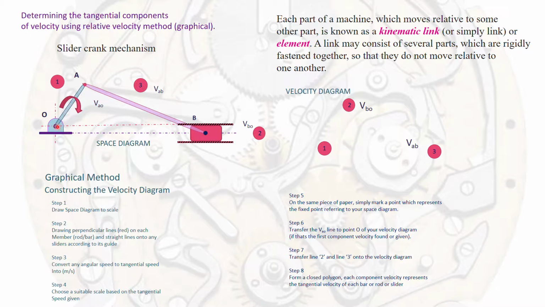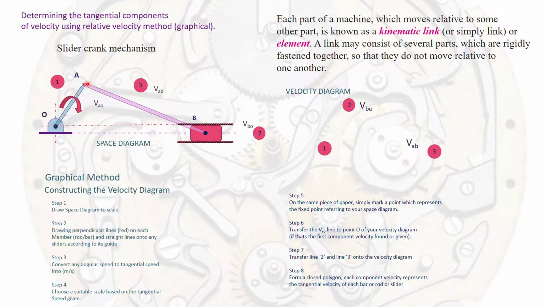So what you can do is draw a line joining O and A, and draw another line perpendicular to OA, which represents the direction of the tangential velocity of point A relative to point O. So you see I have written here VAO and not VOA. So this is an example.